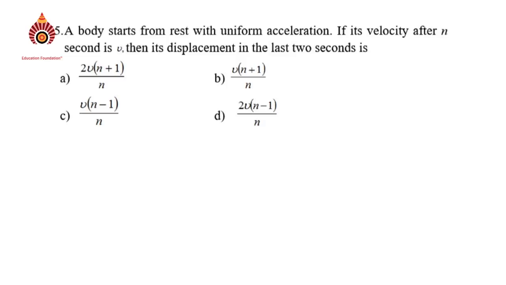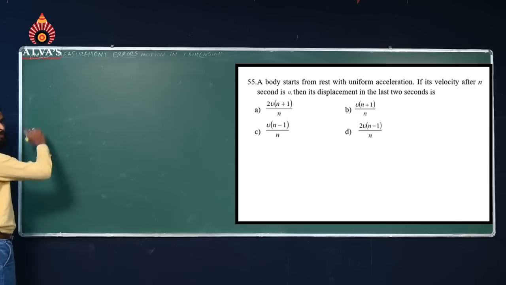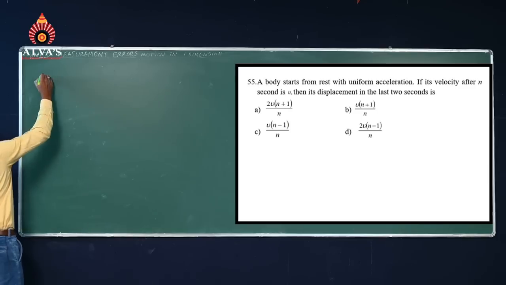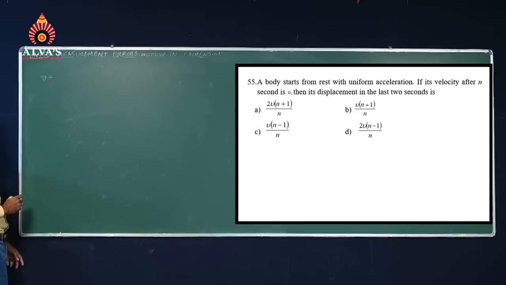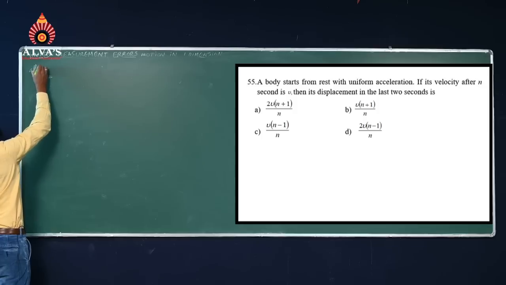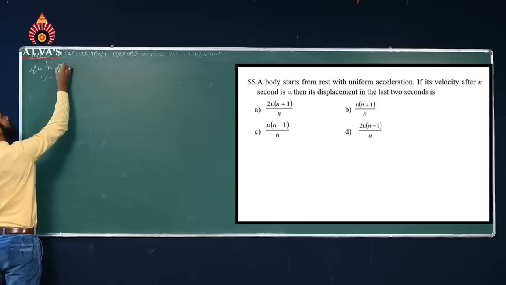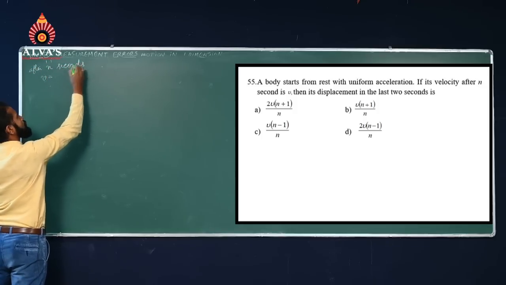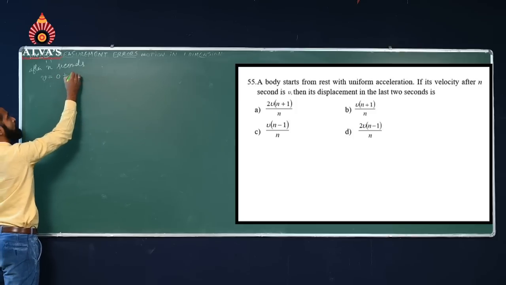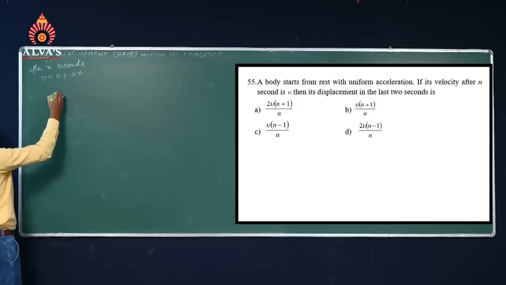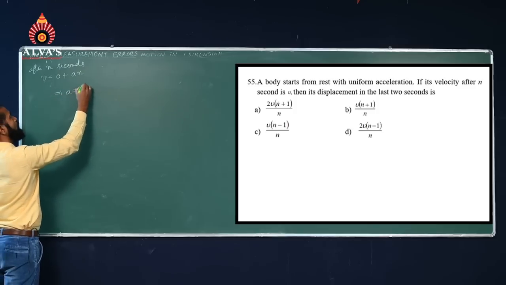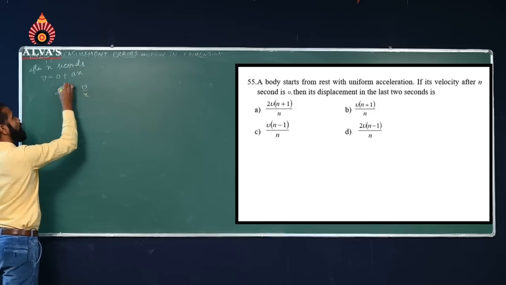Yes. Next, question 55. A body starts from rest with uniform acceleration. If its velocity after n seconds is v, then its displacement in the last 2 seconds is. So the body starts from rest. So initial velocity is 0. So final velocity after n seconds will be 0 plus a into n. So this implies acceleration of the body will be equal to v divided by n.